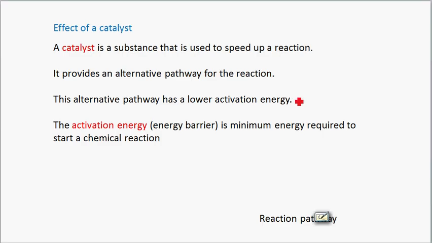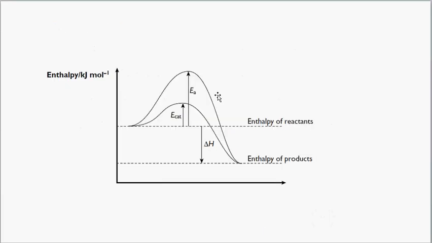So you can think of the activation energy as the energy barrier required, or the energy barrier that prevents the reaction from taking place. Once you supply this energy, the reaction is going to take place, right? So activation energy, or the energy barrier, is the minimum energy required to start a reaction. And we need to know the effect of a catalyst on the energy profile diagram.